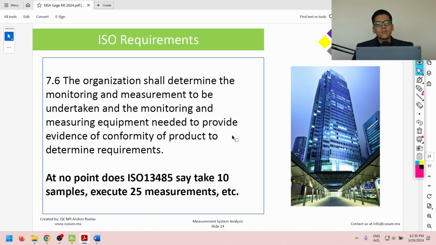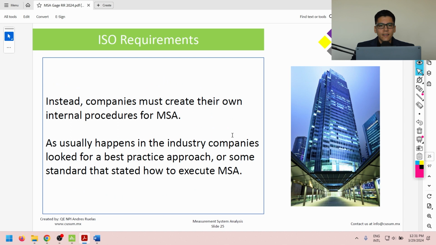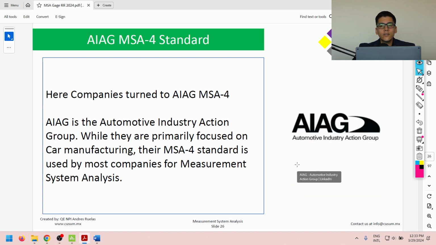At no point does ISO 13485 say to take 10 samples, execute 25 measurements, etc. Instead, again, companies must create their own internal procedure for MSA. As usually happens in the industry, companies will look for a best practice approach or some standard that tells them how to execute MSA. So here companies turn to AIAG MSA-4.